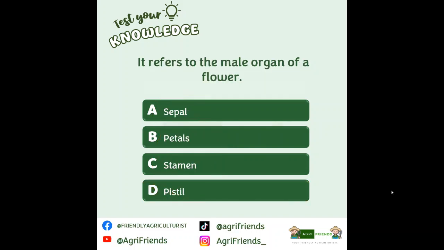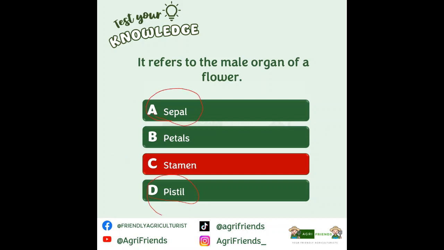Next, it refers to the male organ of a flower. A. Sepal, B. Petals, C. Stamen, or D. Pistil. The answer is stamen. Pistil is the female organ of a flower.